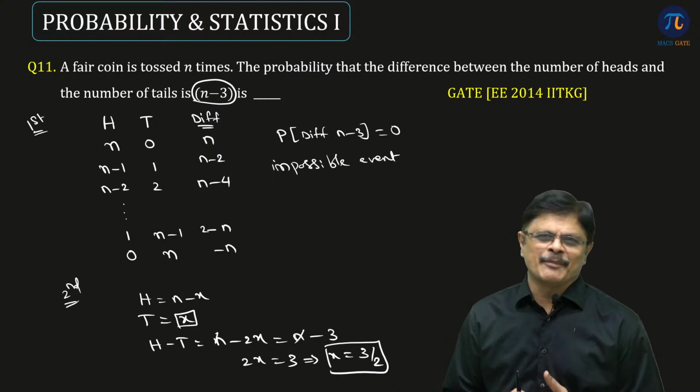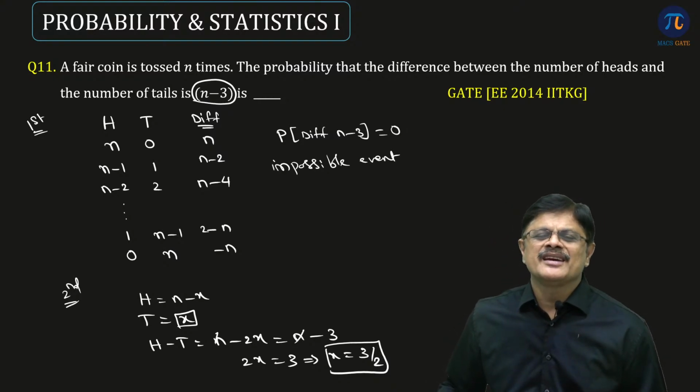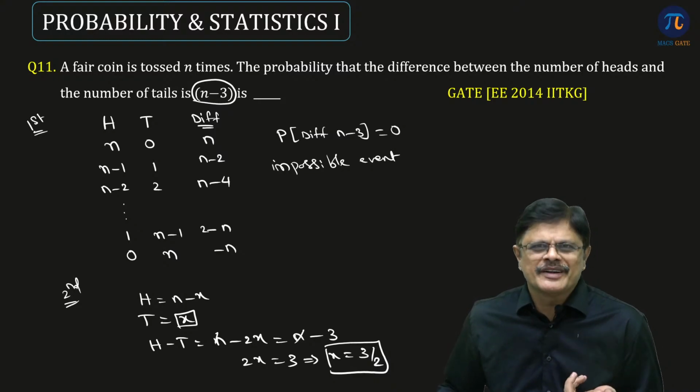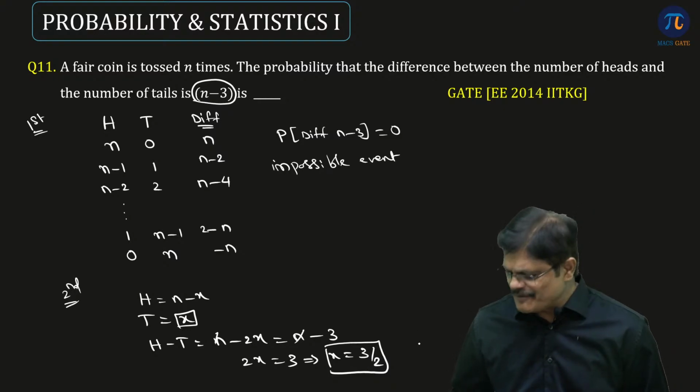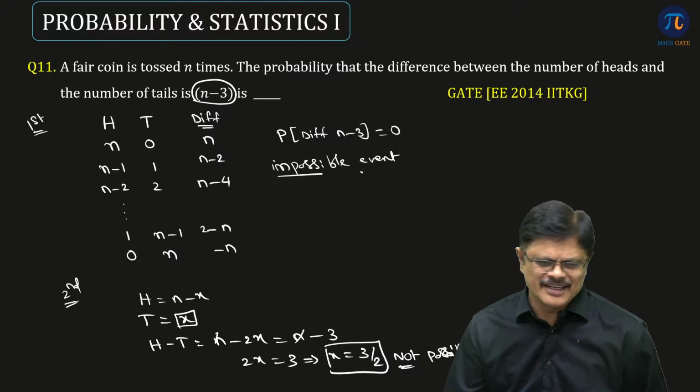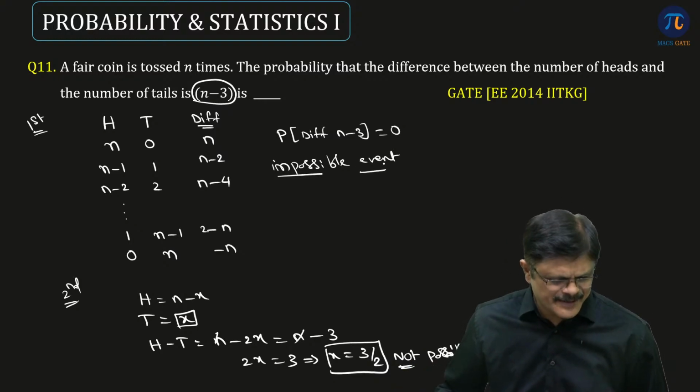See, the number of tails or number of heads must be an integer. Actually it should be a positive integer, but you got the fraction 3 by 2, which is not possible. Therefore, the event is an impossible event. This event is an impossible event. Am I clear?